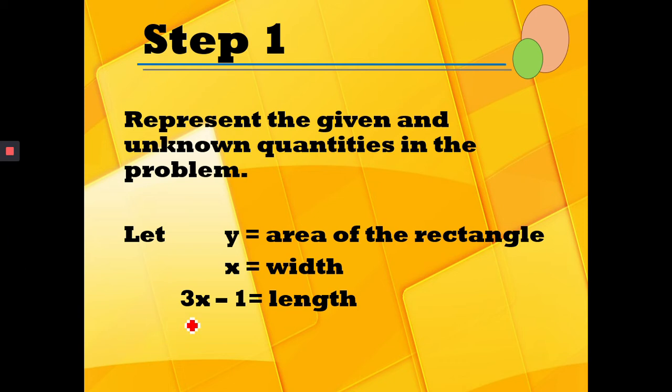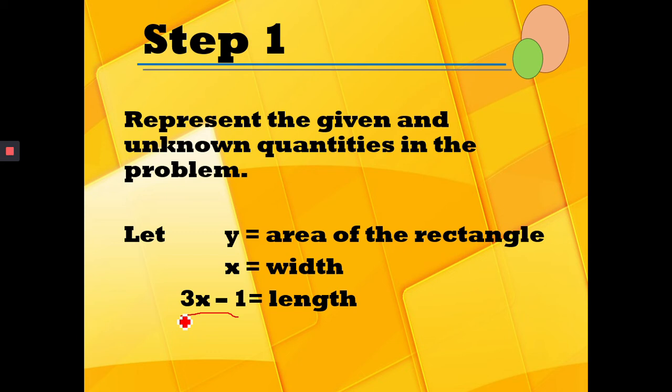Sir, where did you get 3x minus 1? Okay, if we look again at the word problem, it states there that the length of the rectangle is 1 less than twice its width. So this is 1, and less than means minus. Twice means 3 times the width. So the width represents x, so the length is equal to 3x minus 1. So this is the representation of the given and the unknown quantities in the problem.